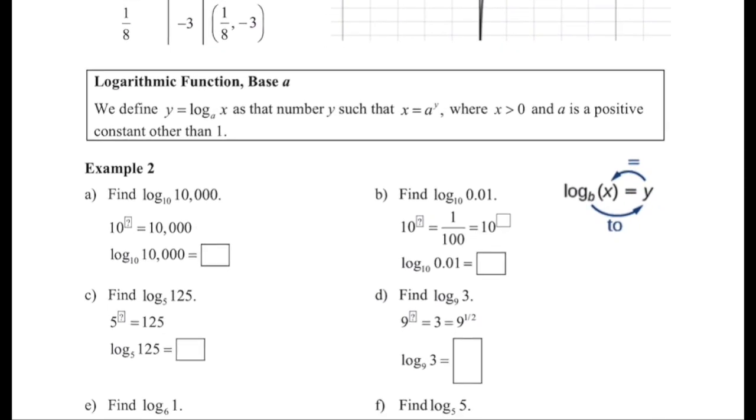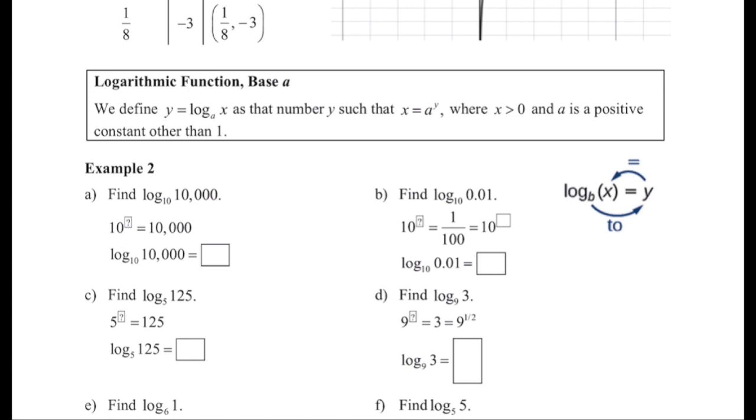We can define y is equal to log base a of x as that number y such that x is equal to a to the power of y, where our x value has to be greater than 0 and a is a positive constant other than 1. This allows us, the way that this definition is set up, to write a logarithmic function as an exponential type function.